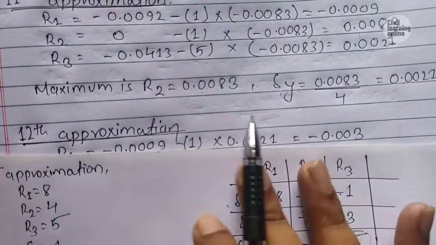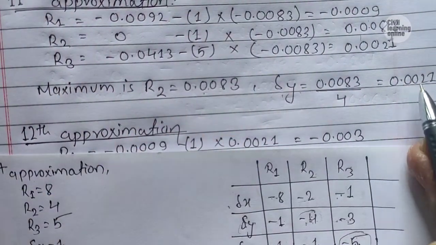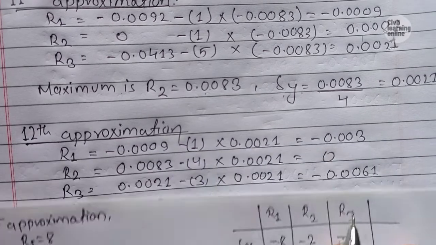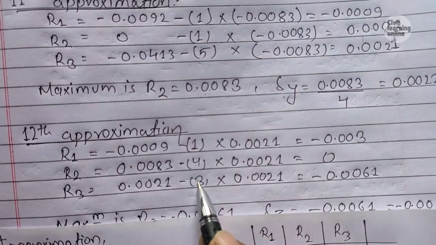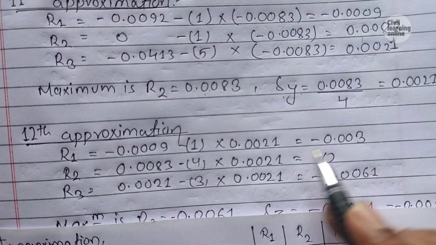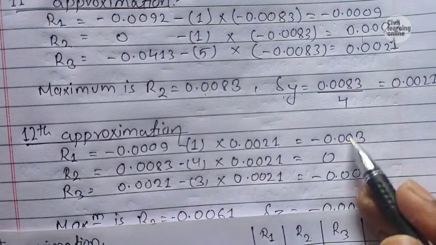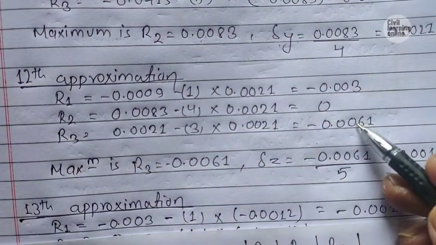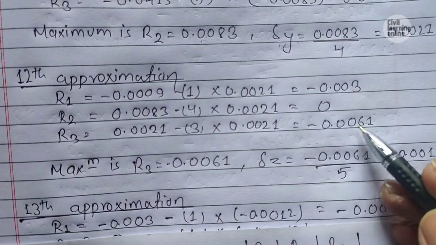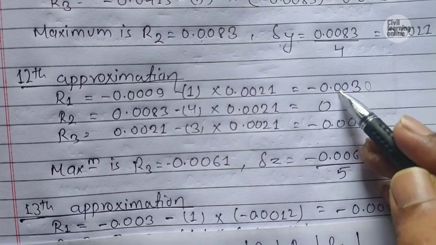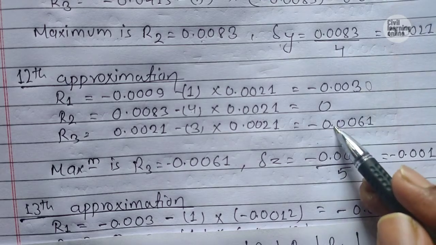And in 11th approximation we calculated del y, and in del y we had greatest value 4 and the numbers are 1 4 and 3, so we need to rewrite it as 1 4 3 and multiply this with the value of del y 0.0021, so as it is, and on solving this we will get this value. Again we will look for the maximum value among all these three, so maximum value is 0.0061. Here we have only three terms, nothing means 0, so 0.0030 and 0.0061.